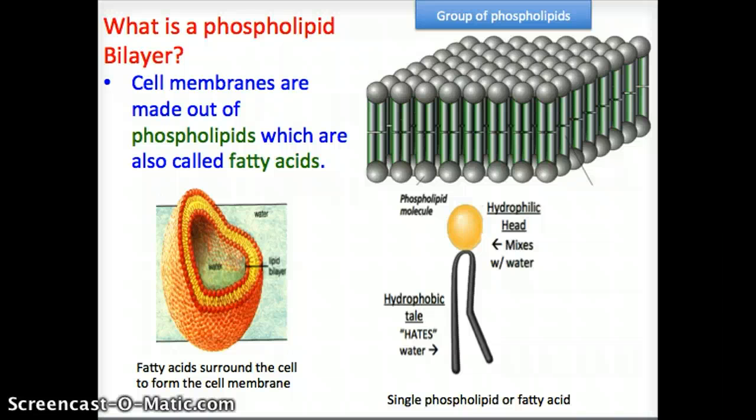What is a phospholipid bilayer? Cell membranes are made out of phospholipids, which are also called fatty acids. They surround the cell, and they form a double layer called a phospholipid bilayer, but you don't need to know that. All we need to know is that this is an individual phospholipid or fatty acid. They join up together to form this outer layer of the cell, and it circles the entire cell.